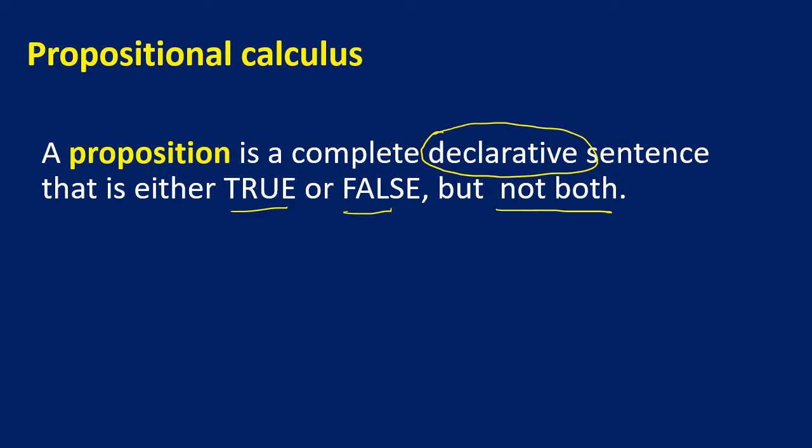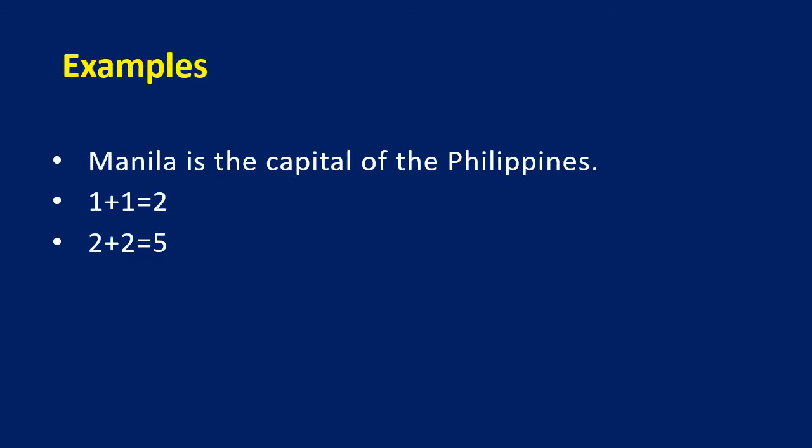So for example, let's look at some examples of propositions. Alright, so an example would be Manila is the capital of the Philippines. We know that that is true. 1 plus 1 equals 2, that is true. 2 plus 2 equals 5, that is false. So these are all examples of propositions. What would be non-examples of propositions? For instance, we have "Wow." It's not a proposition simply because it's not a declarative sentence, right? What about, let's say, "Miss Universe 2020 is beautiful?"